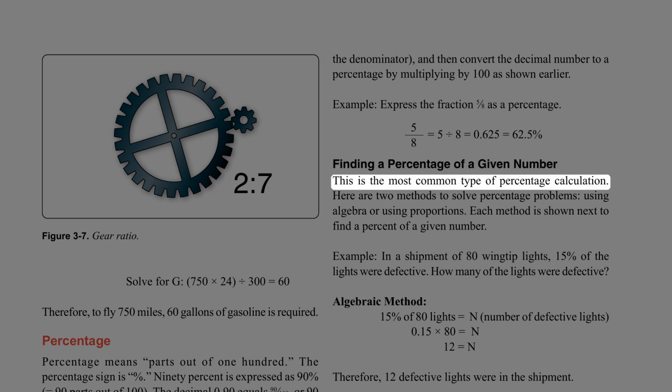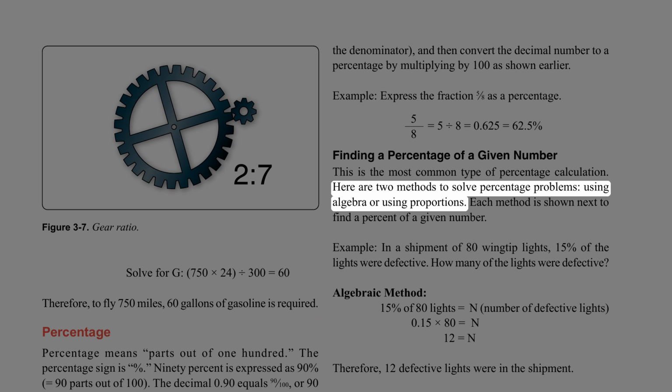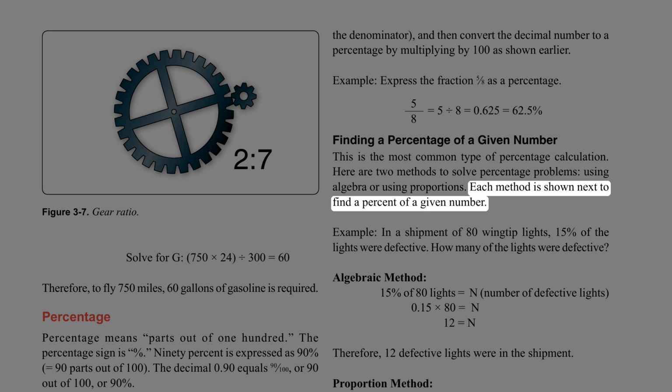Finding a percentage of a given number. This is the most common type of percentage calculation. Here are two methods to solve percentage problems: using algebra or using proportions. Each method is shown next to find a percent of a given number.